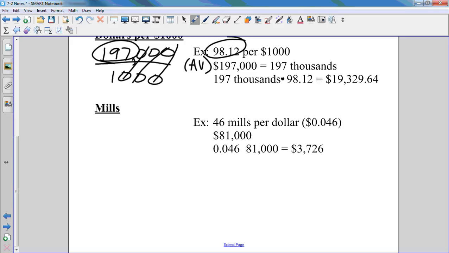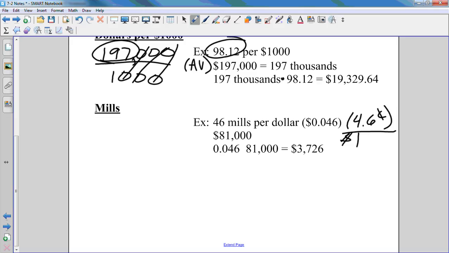So suppose the tax rate is 46 mils. What that means is $0.046 per dollar. So that's 4.6 cents per dollar. That's just 4.6 cents per $1 of your assessed value. Does that make sense? I'll show you a couple examples of that in just a minute.